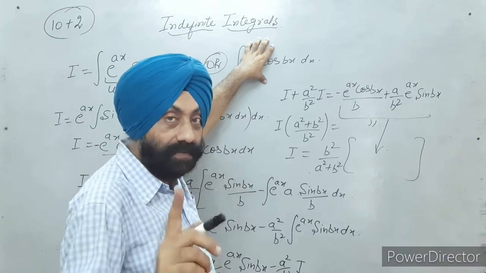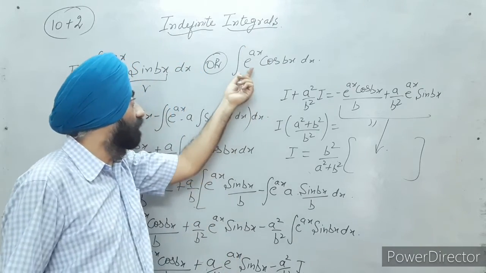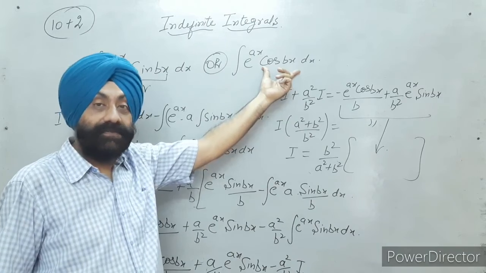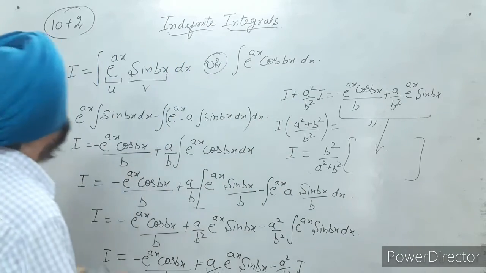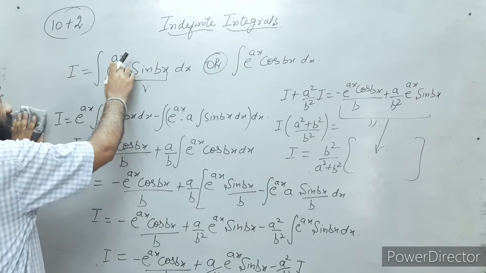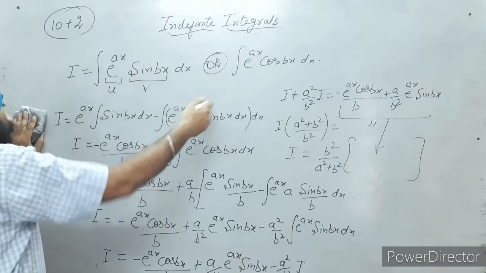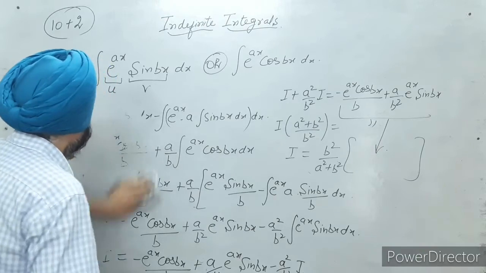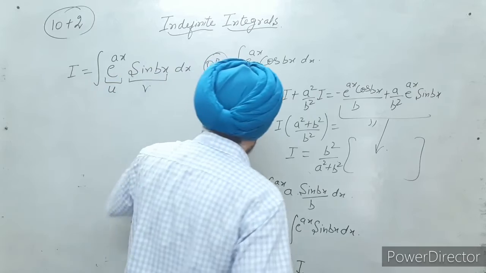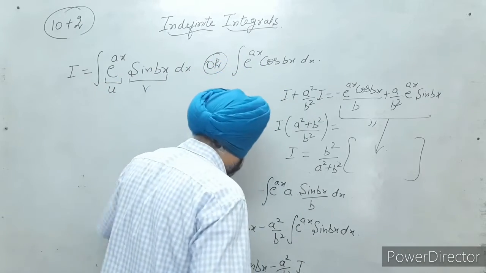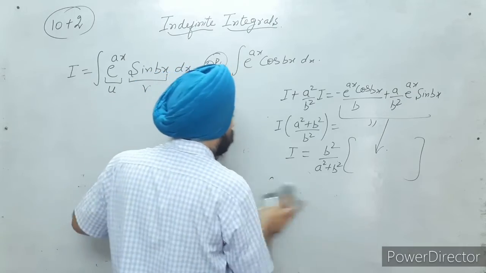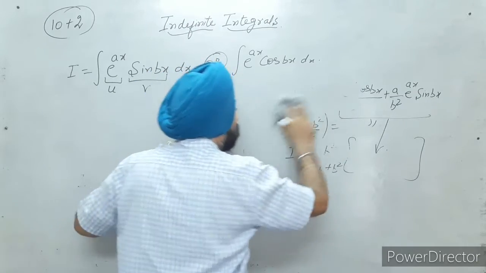This is the way how we calculate this type or this type. Method is same, but remember that this is taken as the first function, this is taken as the second function. Now let me try one more question. This was the way we integrate e to the power ax sin bx. In the same way we can integrate e to the power ax cos bx. The rule is same, right? E to the power ax is taken as first and the trigonometric part is taken as the second function.